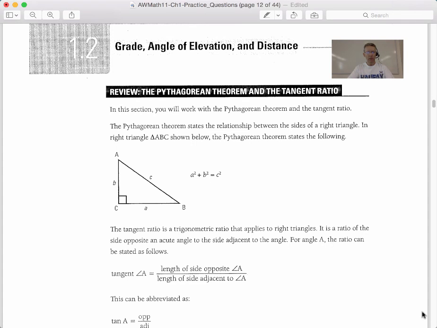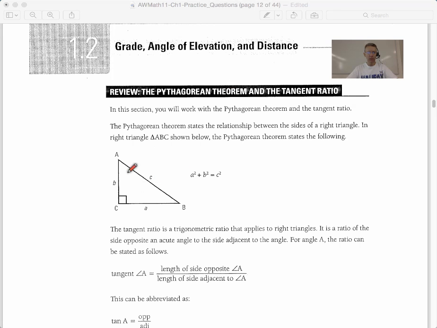Hi there. Okay, so we're looking at 1.2 in your workbook today, and this is dealing with the Pythagoras theorem and how it's related to the tangent ratio.